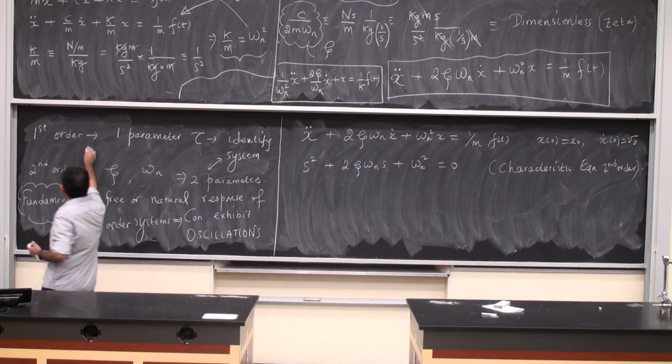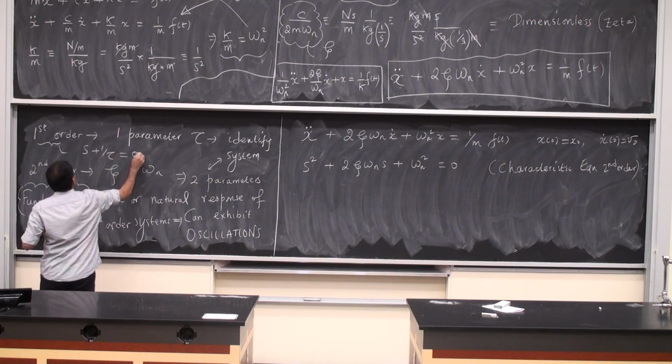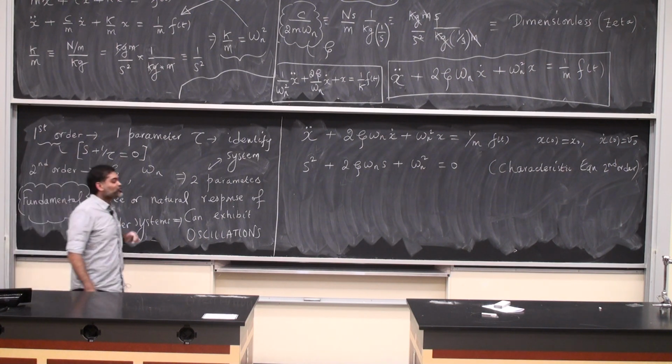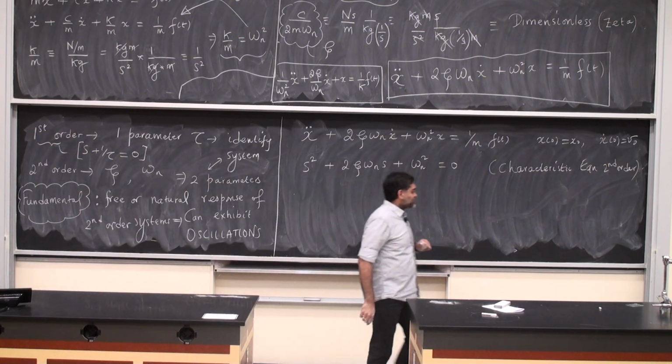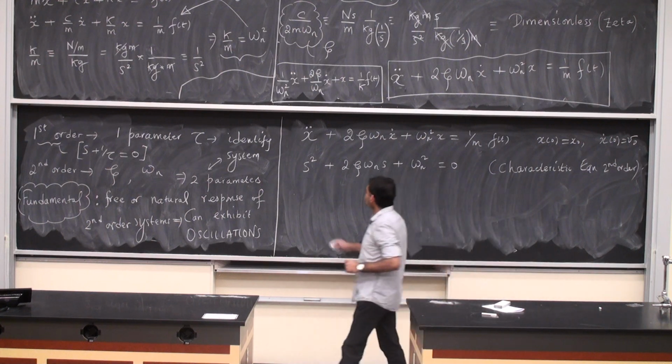The characteristic equation of first order systems is s plus 1 by tau equals 0. Please remember these things. These are all fundamental things, and I know you have a lot of things to remember, and memory is a thief of time. You lose memory as you go on, but remember certain things.